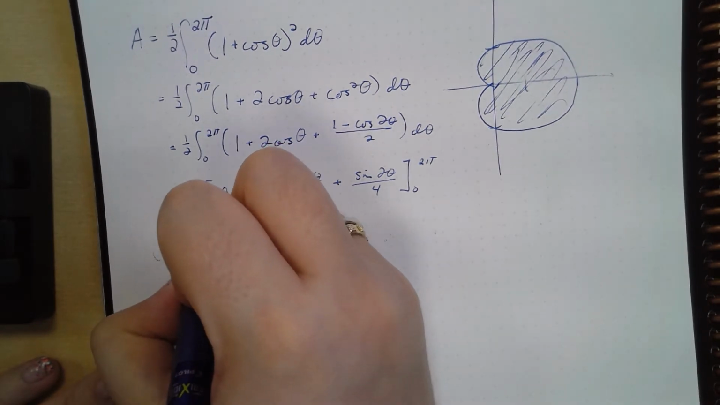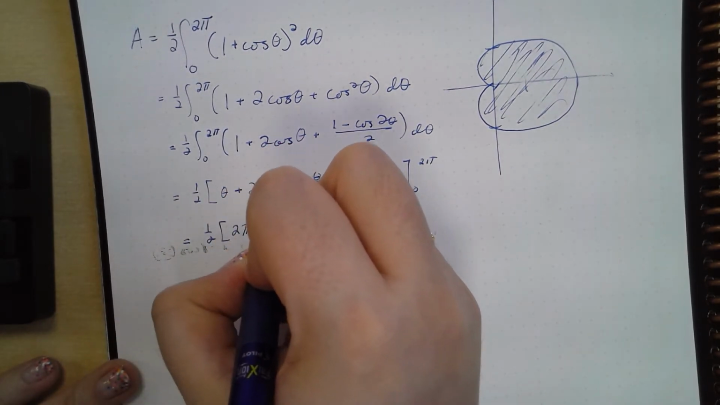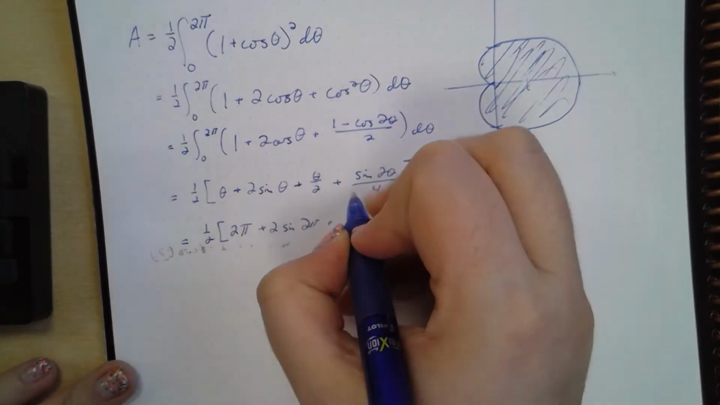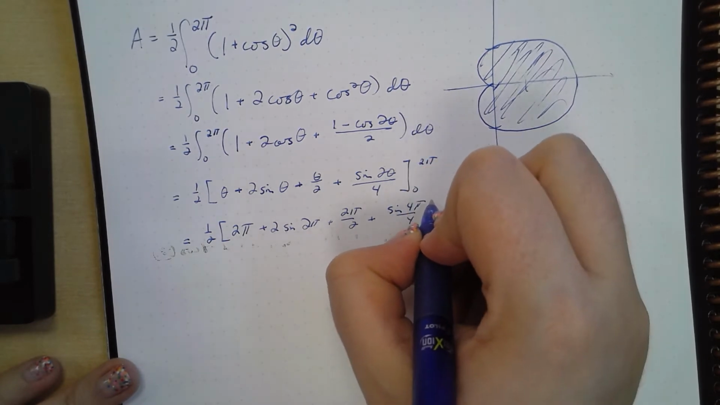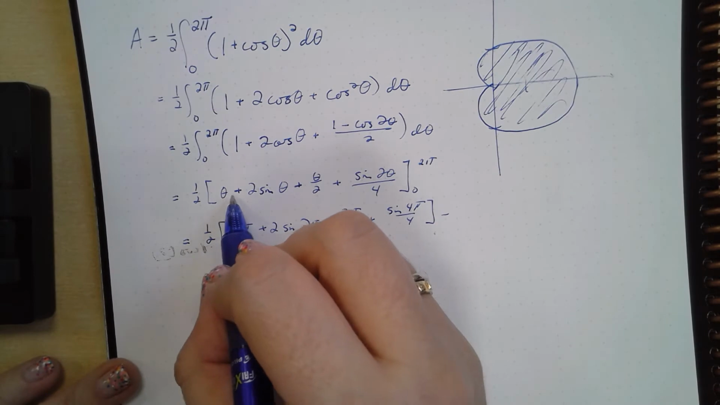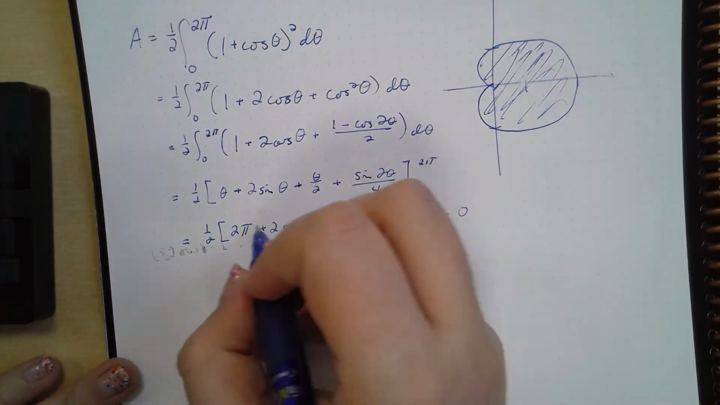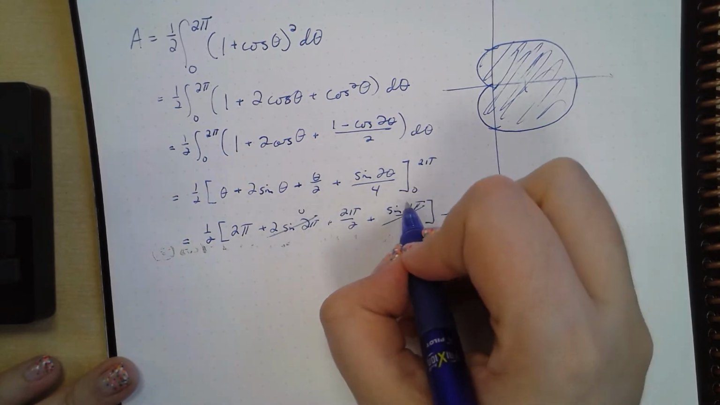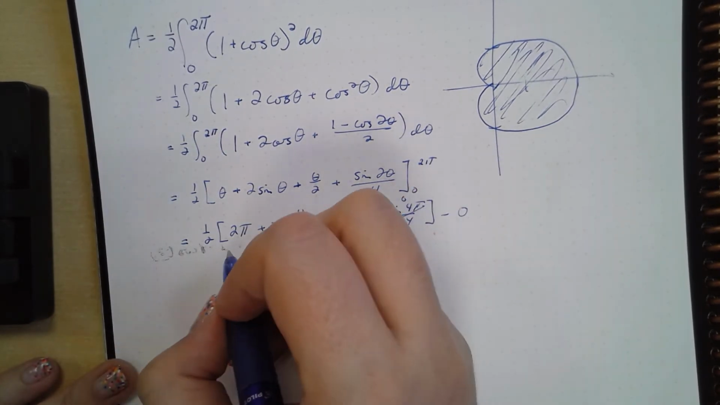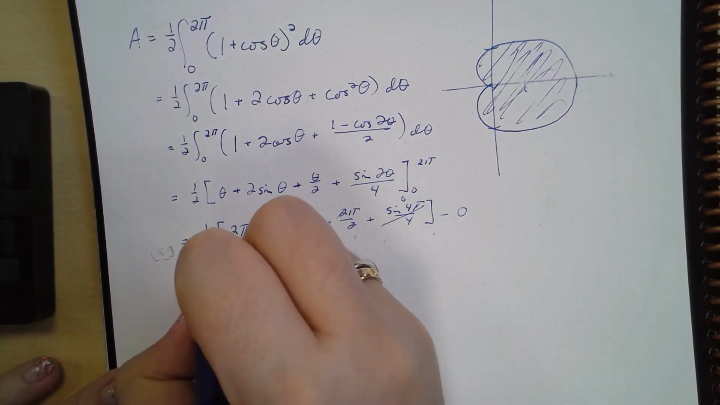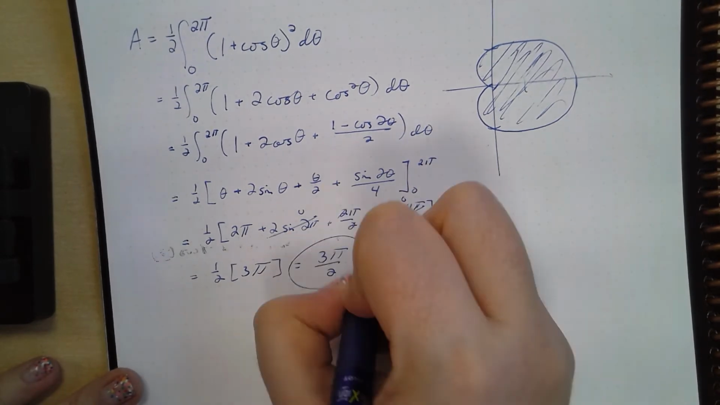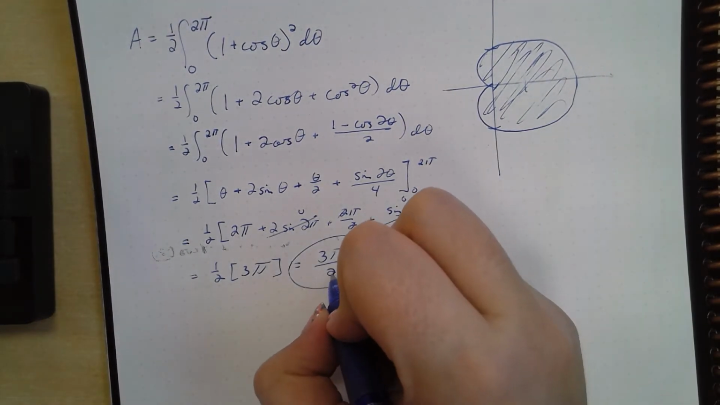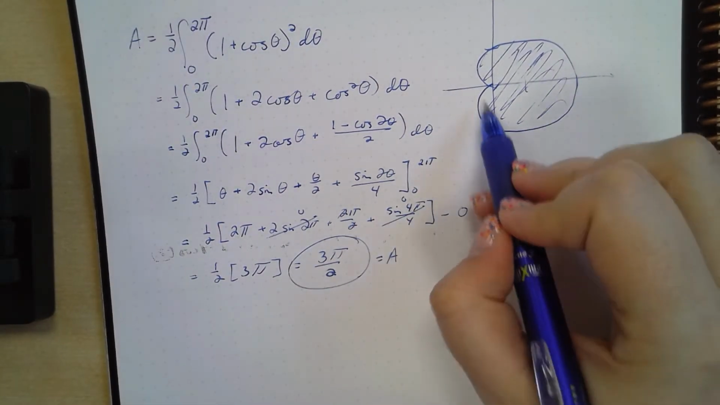So if I do that, I'm going to get 1/2 times 2 pi plus 2 sine of 2 pi plus 2 pi over 2 plus sine of 4 pi over 4, minus, and I can tell you right now we've got 0 plus 0 plus 0 plus 0. So this becomes 0, this becomes 0, this becomes pi. 2 pi plus pi is 3 pi, right? So this is 1/2 times 3 pi, which equals 3 pi over 2. So what is 3 pi over 2? Well, that's the area of this cardioid right there. Beautiful. Okay, let's do another example.